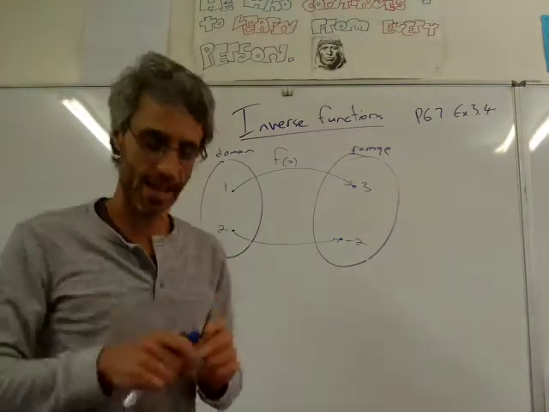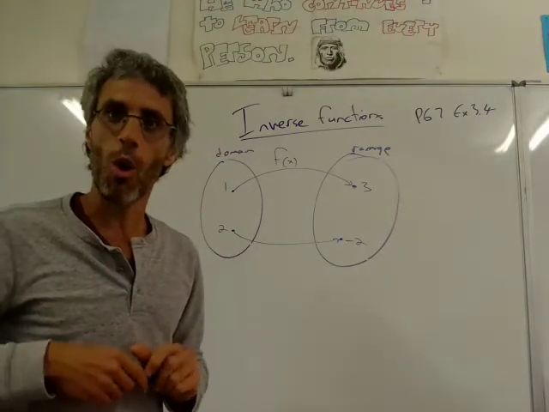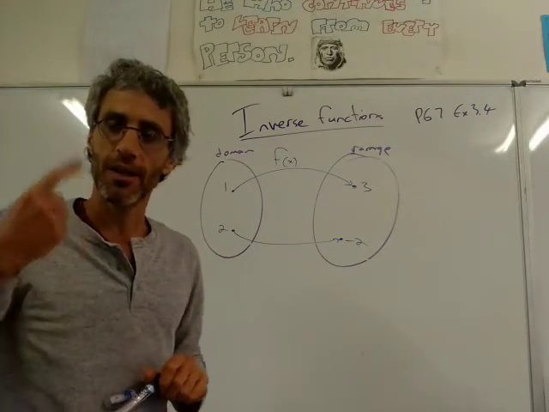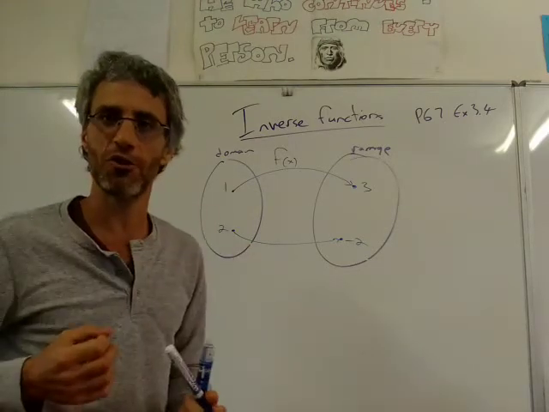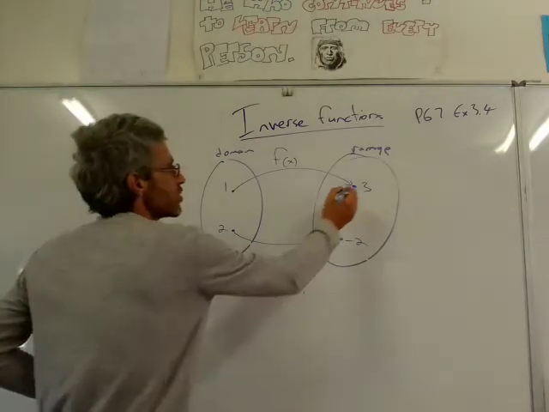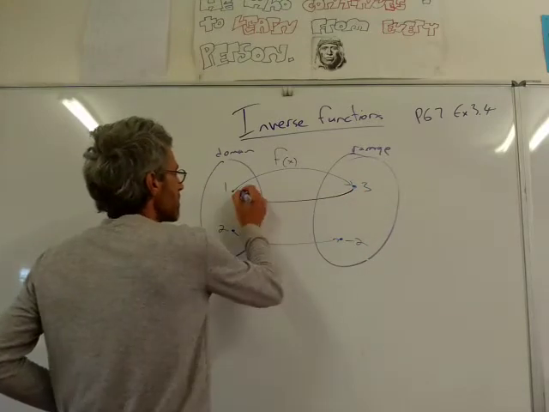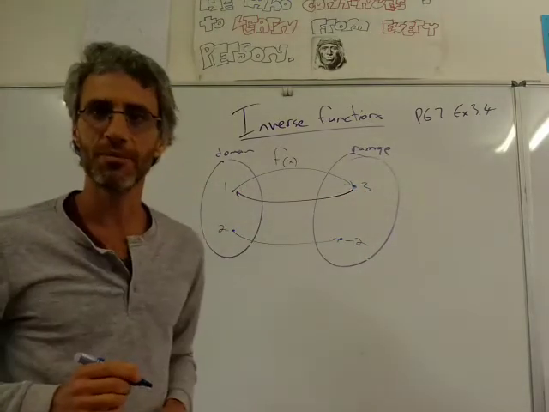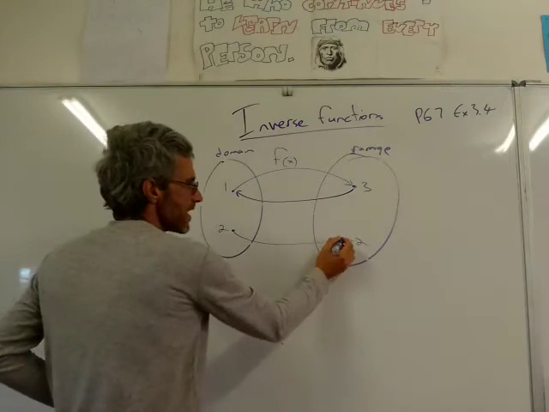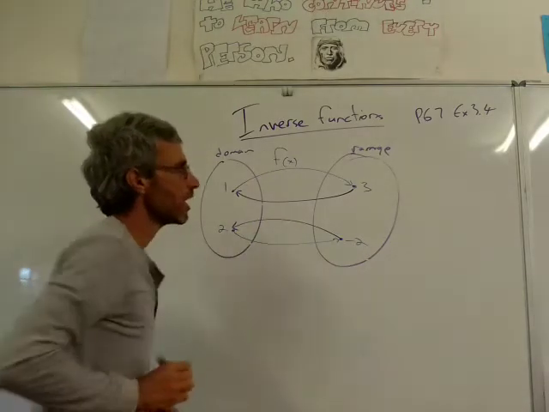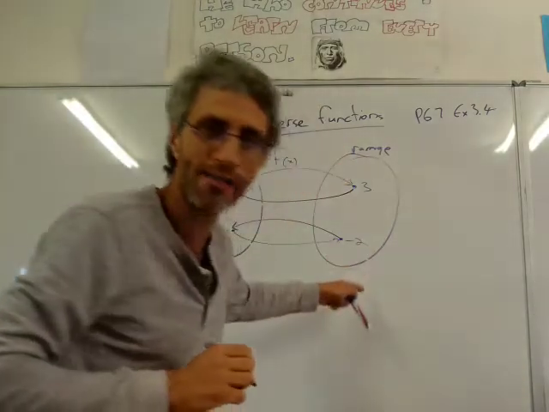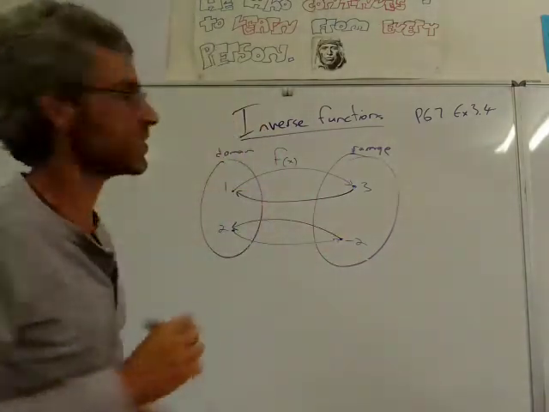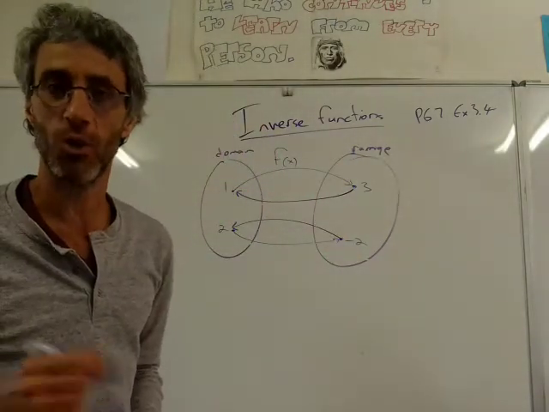Now, if that is the case, with a one-to-one function, we can ask ourselves, is there maybe a function which does everything in reverse? In other words, a function that takes a 3 and turns it into 1. A function that takes minus 2 and turns it into 2. So it takes any one of these y values in the range and turns it into the original x value.